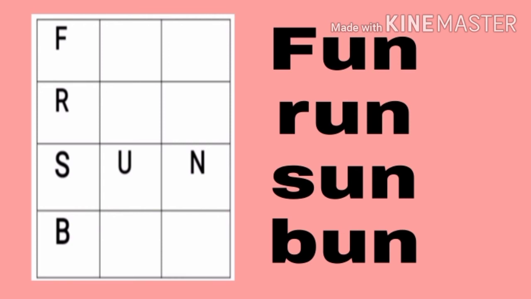Then R's phonic sound is R, and we add UN to R, so from these letters we make the word RUN, run. Okay, next is S. S's phonic sound is S, and we add UN to S, so SUN, sun. The last letter in the box is B.